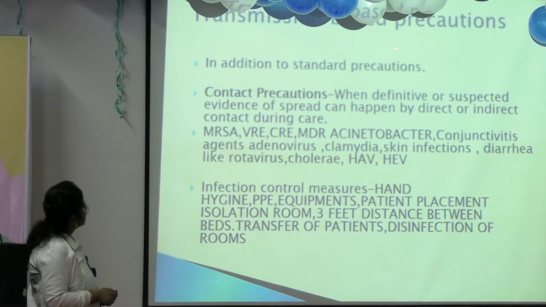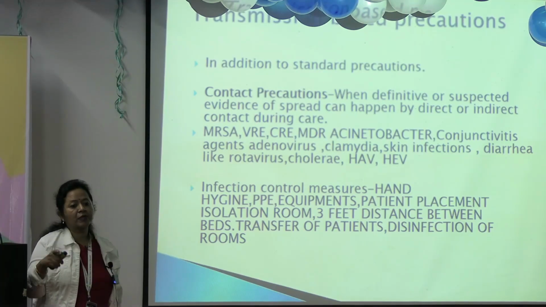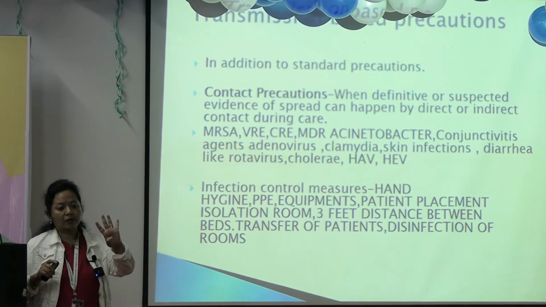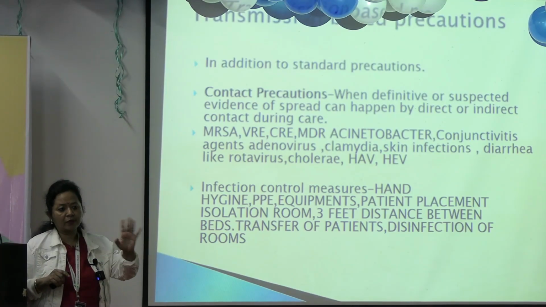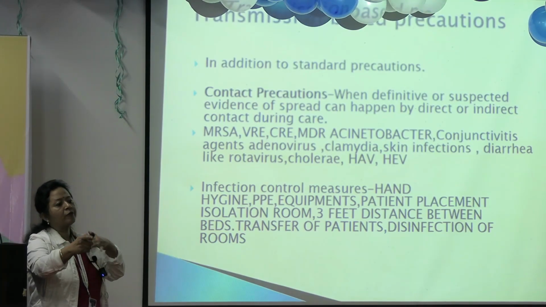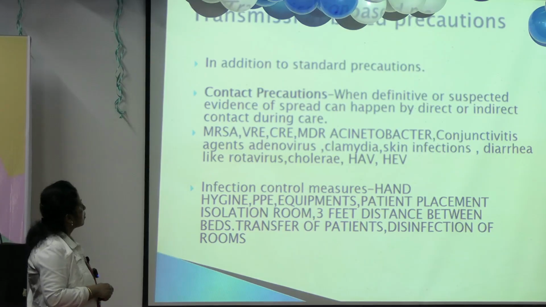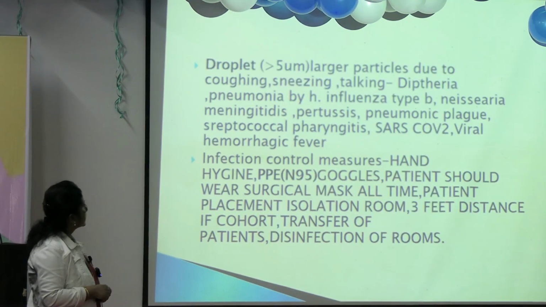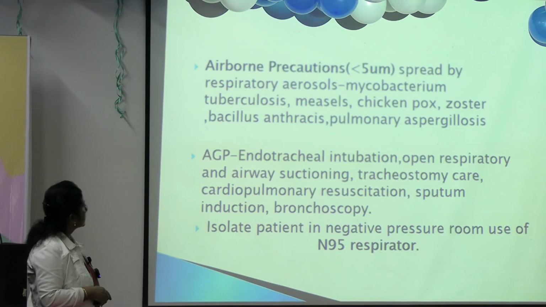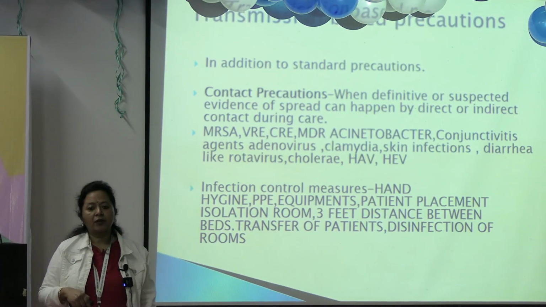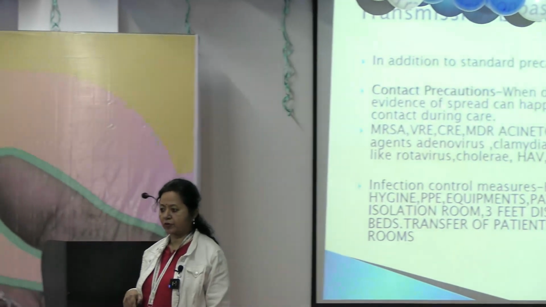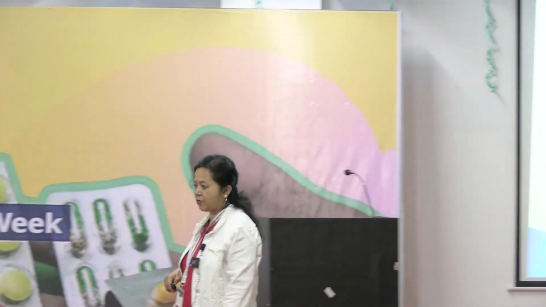Then transmission based precautions. In addition to standard precautions, now we have transmission based precautions. There are three modes of transmission usually. From one patient to another patient, you may get the infection. So according to that, we have to take the precautions. One is contact precaution. Next is droplet precaution, and third is airborne precautions. Okay. So you have to understand these 3. Contact, droplet and airborne. Transmission based precautions.